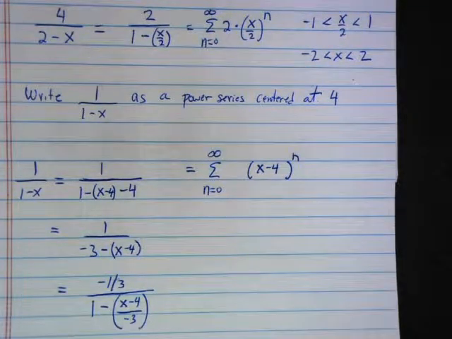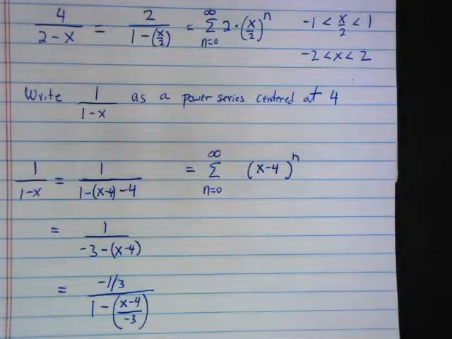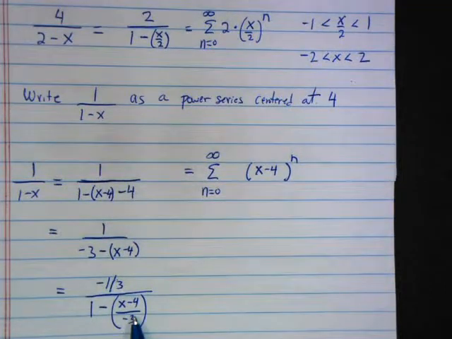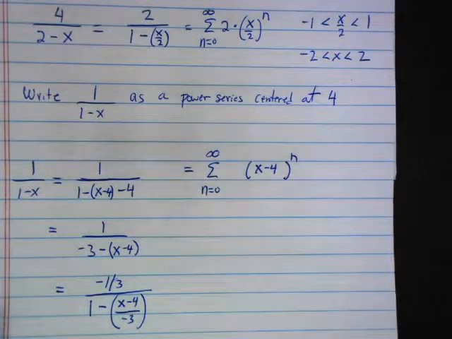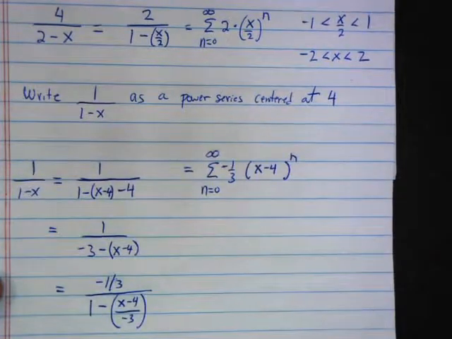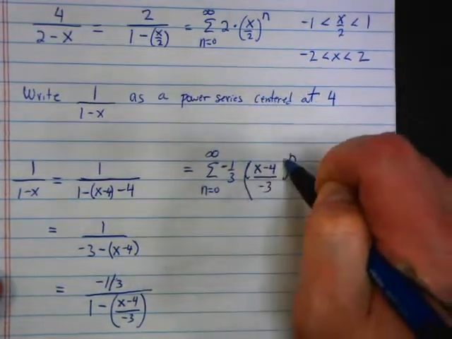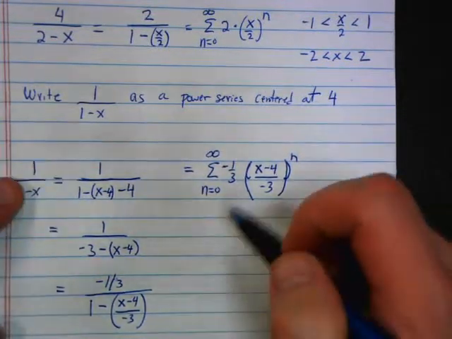Why do I write it as x minus 4 over negative 3? Why don't I write it as 1 plus x minus 4 over 3? It needs to be in the form a over 1 minus r. So I need that minus sign there. That's why I leave it there. So my final answer is to write this as a power series. What's my a number? -1/3. What's my r? X minus 4 over negative 3. Which is a correct answer, but would not normally be written that way.